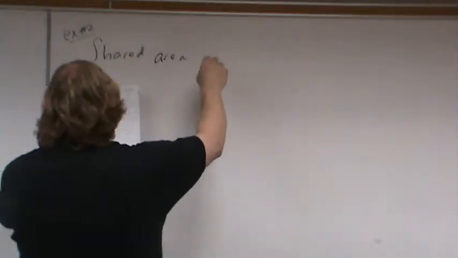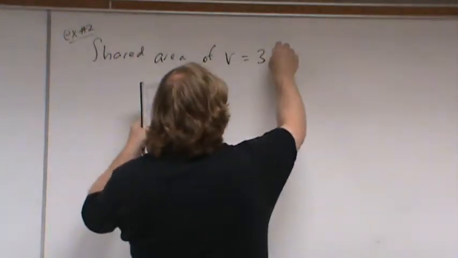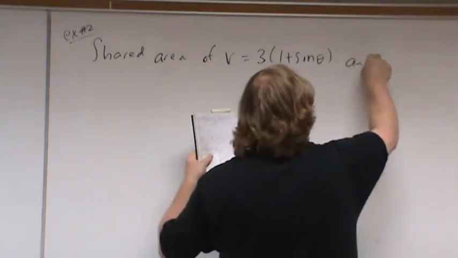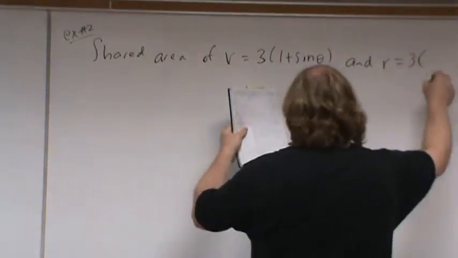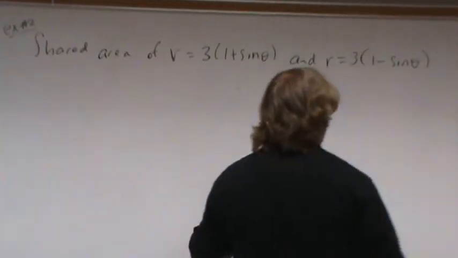Shared number 2. Find the shared area of r equals 3(1 plus sine theta), and r equals 3(1 minus sine theta). Okay?